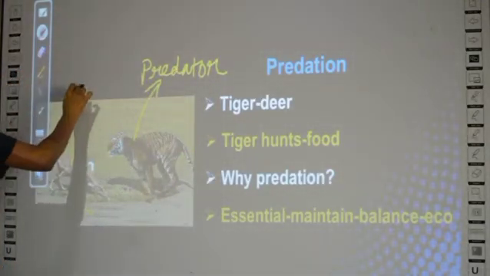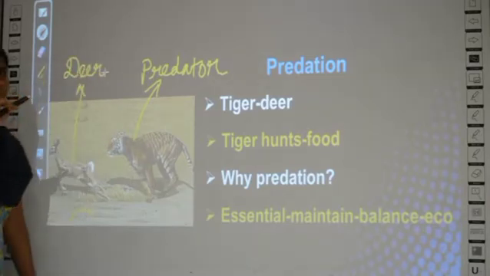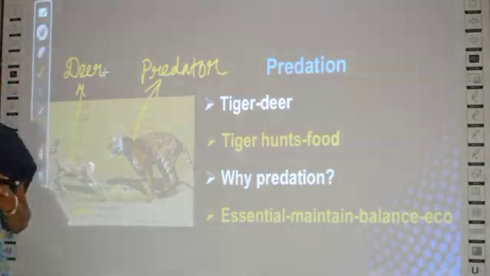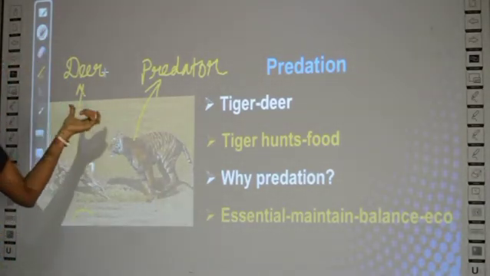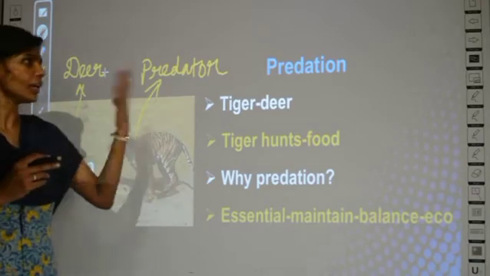And who is the prey here? The deer is the prey. Why? Because it is being killed by the predator. So here the relationship between tiger and deer is an example for predation.